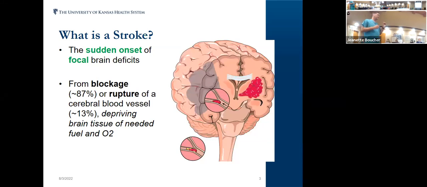Same thing with a stroke. Once that blood vessel gets blocked, that blood is not getting to the tissues on the other side of that blockage. And the tissue starts dying after only a few minutes. And that's what we call an ischemic stroke. And then you have your hemorrhagic strokes. These are different in the fact that you have a breakage in a blood vessel and the blood will spill out into the brain or surrounding the brain. So that's more of a bleeding stroke.